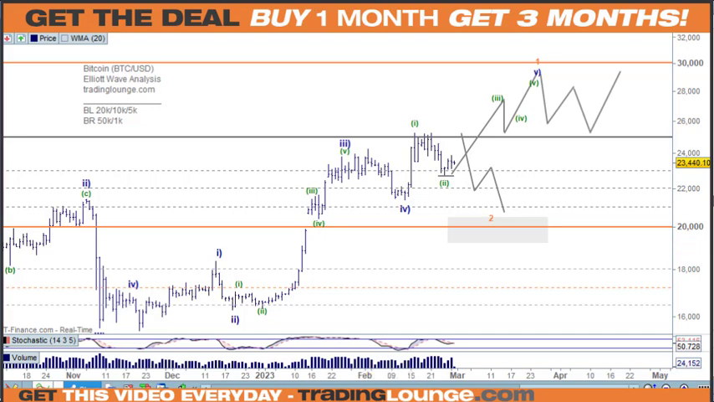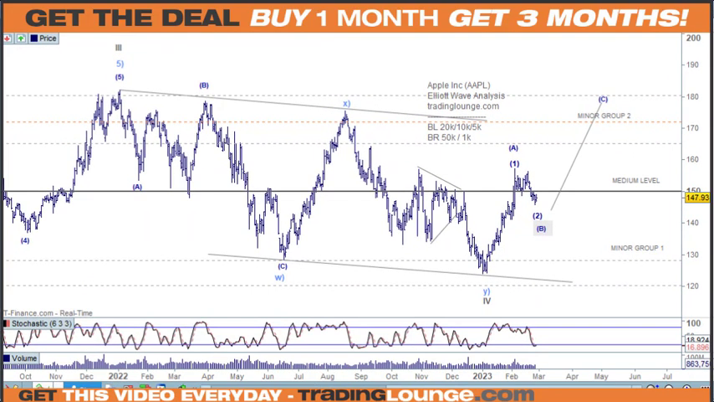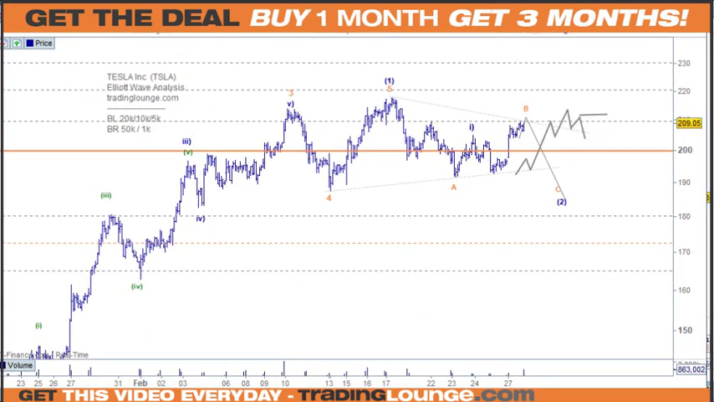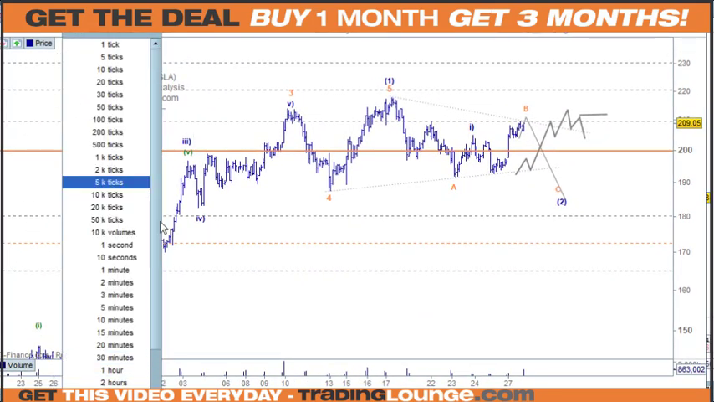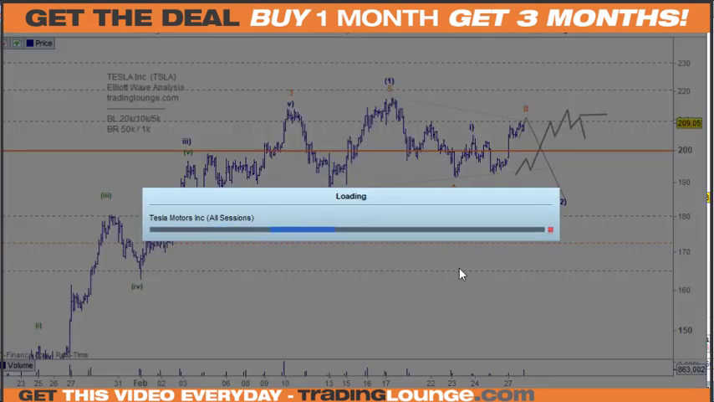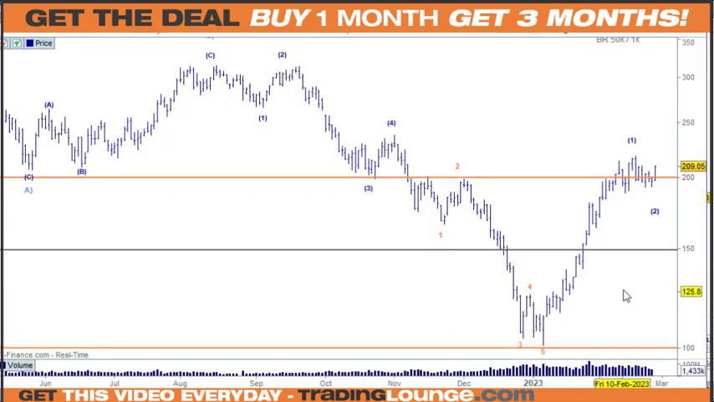One of the reasons that I am bullish is because I'm looking at Apple here, and I got 5 waves up off the low. This is not a standalone situation either. We've got Tesla here, which is a little bit tricky to see on this intraday chart, so let's go to the daily chart, if I've got it in the right place.